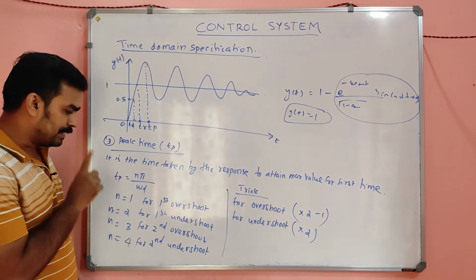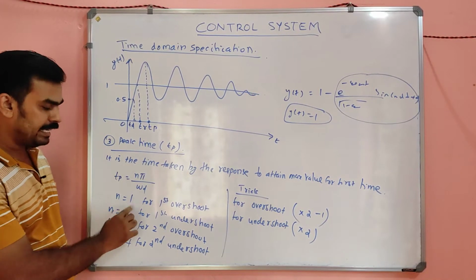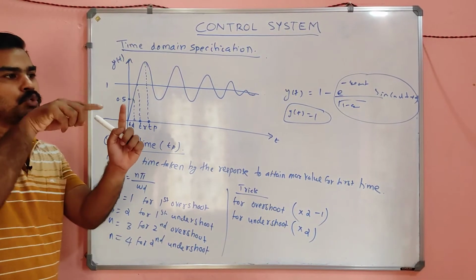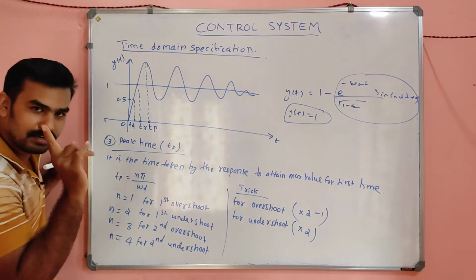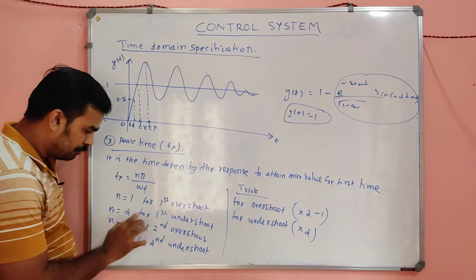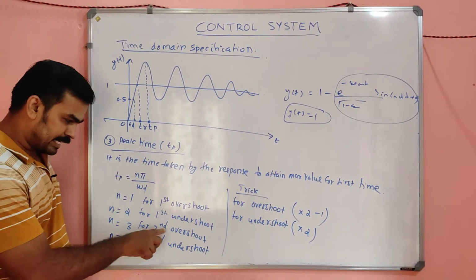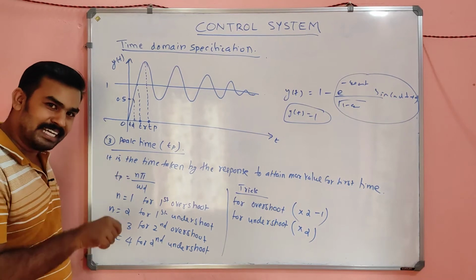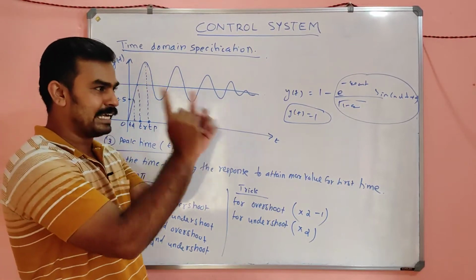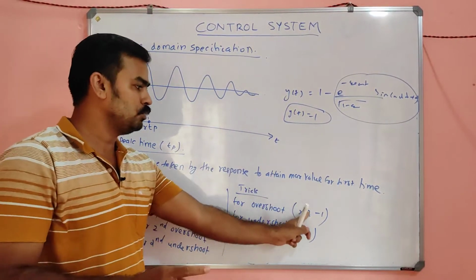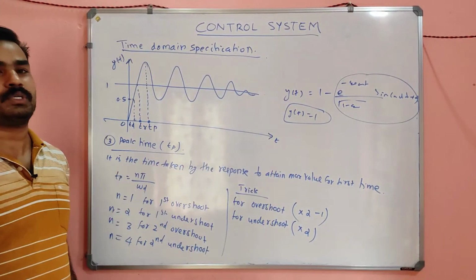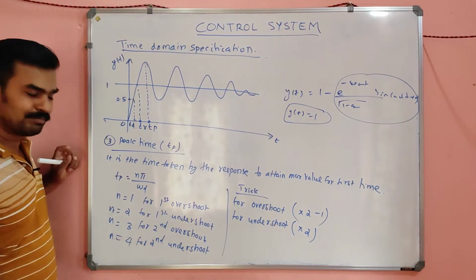Okay, listen. For overshoot, you take n as 2 minus 1. So for the first overshoot, it is 2 into 1 minus 1, which is simply 1. For undershoot, you simply multiply by 2, so for the first undershoot it is 2 into 1. For the second overshoot, it is 2 into 2 minus 1, which is 4 minus 1, so 3. And for the second undershoot, it is 2 into 2 only, so it will be 4.